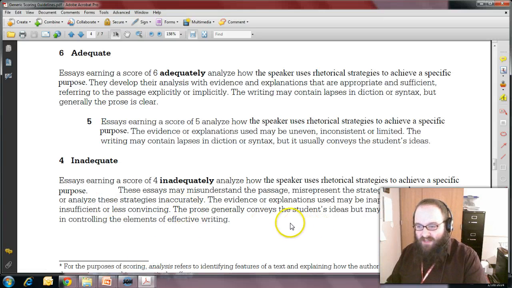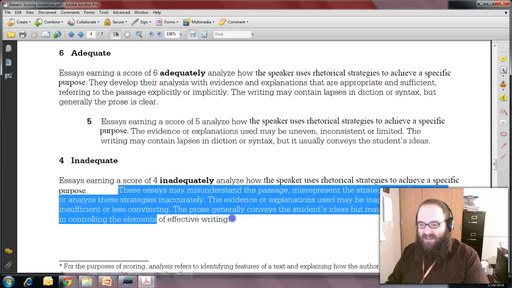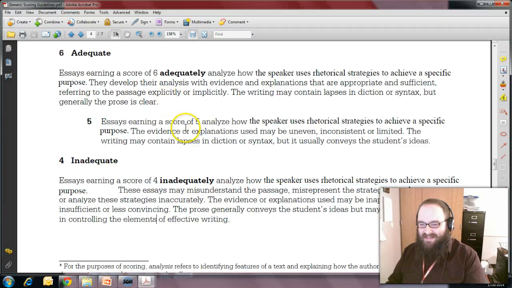The prose generally conveys the student's ideas, but may be less consistent in controlling the elements of effective writing. So I understand what the student is saying, but only in general terms. These essays are often very vague and just imprecise in their discussion. There's a lot more stuff in the inadequate scoring guidelines than in the 6 and the 8, and that's because there's a lot of different ways a student can be ineffective in their writing. They may misunderstand the passage. They may misrepresent the strategies. They may analyze them wrong. Any student does any one of those things, and it's an inadequate paper.